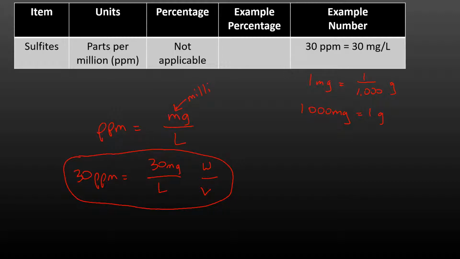Okay? So if a winemaker said, add sulfites at a rate of 30 milligrams per liter, that would be the same thing as saying, add sulfites at a rate of 30 parts per million. So parts per million is a fraction with milligrams in the numerator, liters in the denominator.